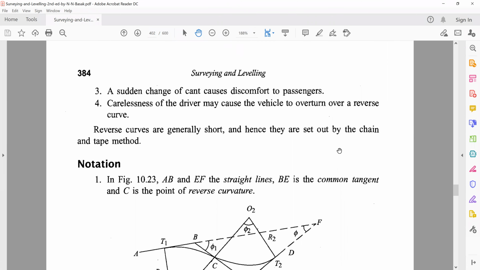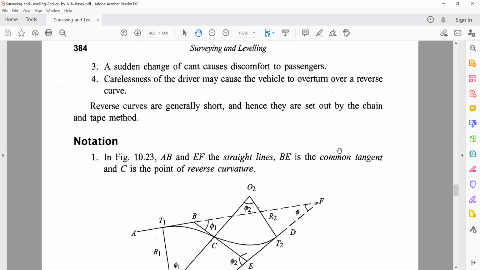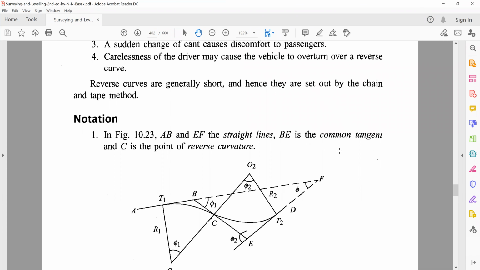A sudden change of cant causes discomfort to passengers. Cant is slope. Like we discussed in super elevation, on one curve you have super elevation on one side, and on the other curve you have it on the other side. That is obviously very discomforting for the passengers. Carelessness of the driver may cause the vehicle to overturn over a reverse curve. Like we discussed, the super elevation changes on the two sides, and you have to be very careful.